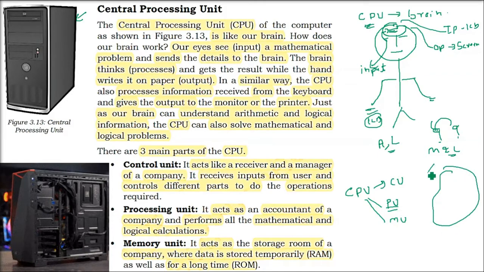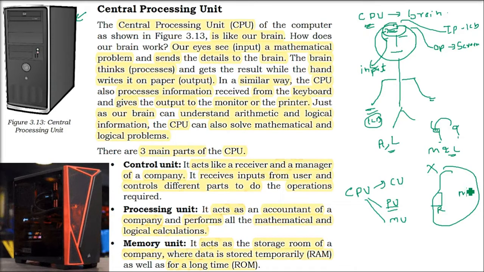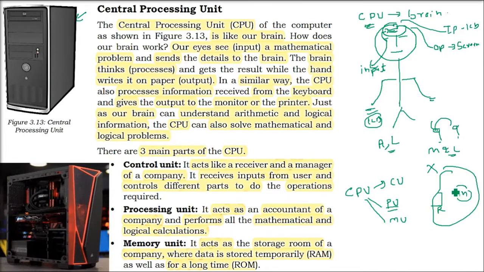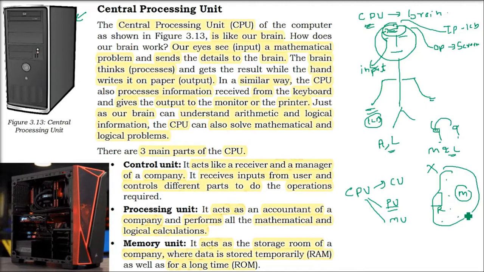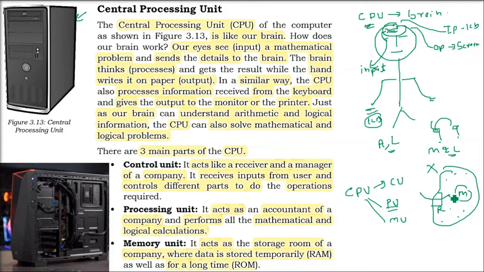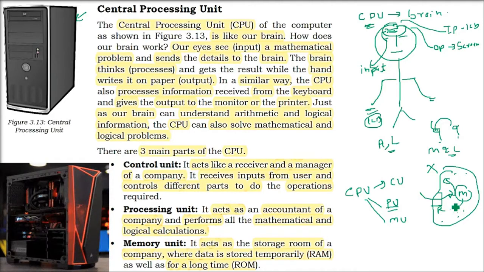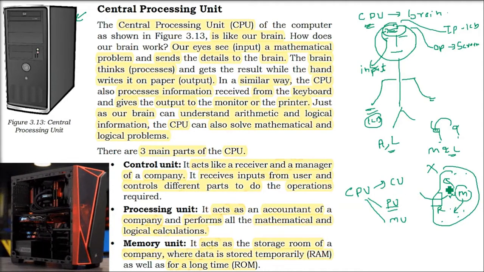For example, take an example of a company, say X company. There will be a receptionist in front. There are managers also. The receptionist and manager's work is to control all the parts of the organization and what all operations are required. So whom to send, what to receive. This is the control unit part.